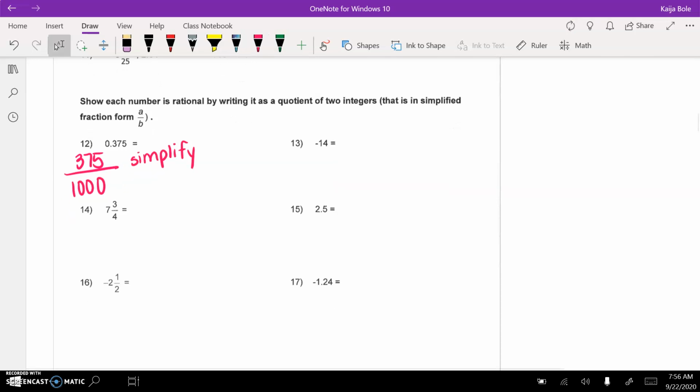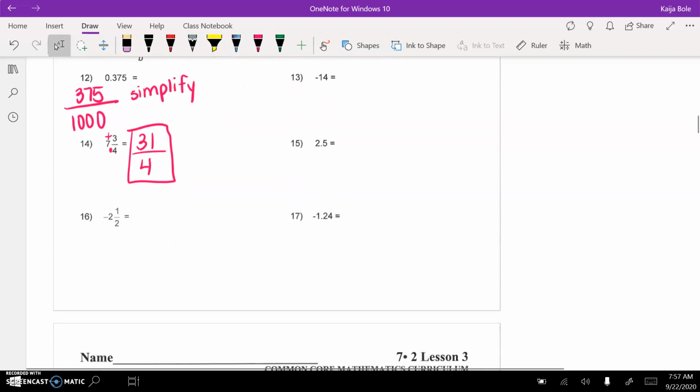And then for the mixed numbers here, if we want it as just a fraction, for 7 3/4 here, well, 4 times 7 is 28, plus 3, this would just be 31/4, and you cannot simplify that. Okay? So hopefully that helps.